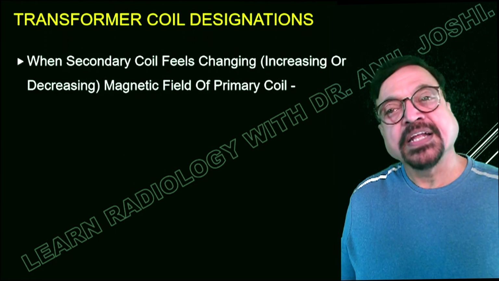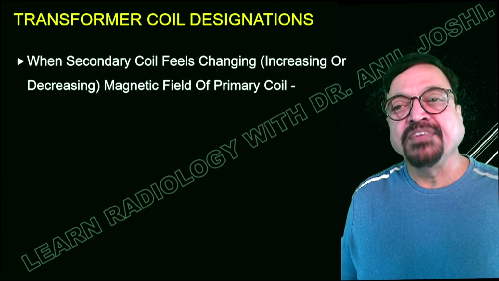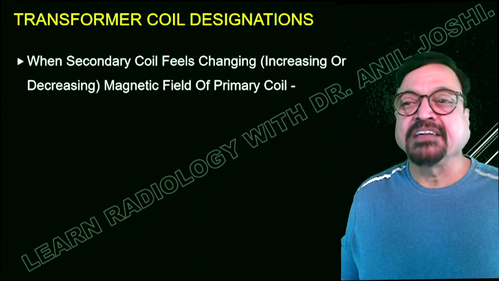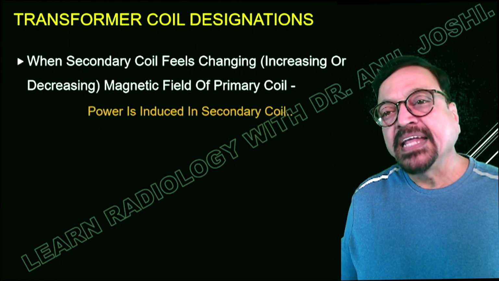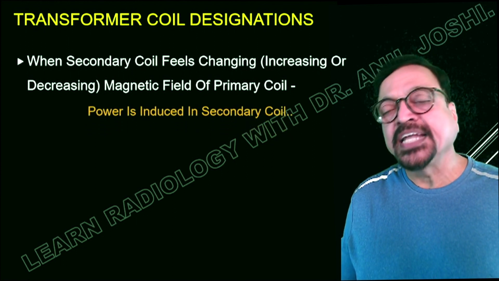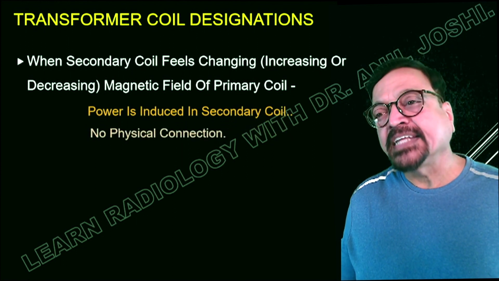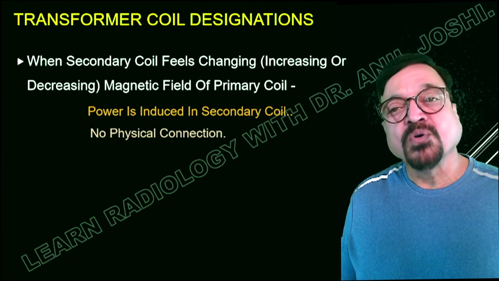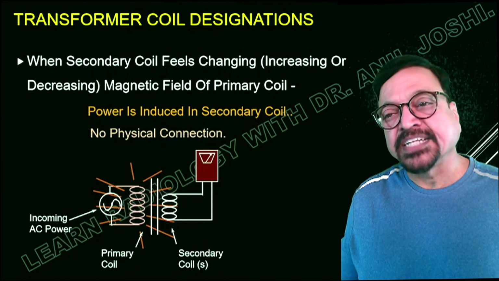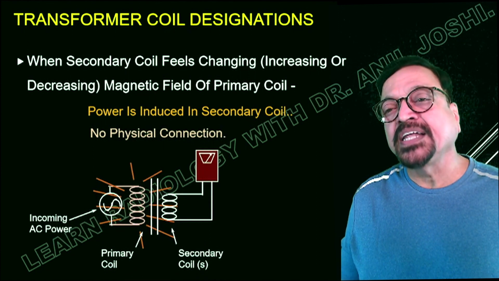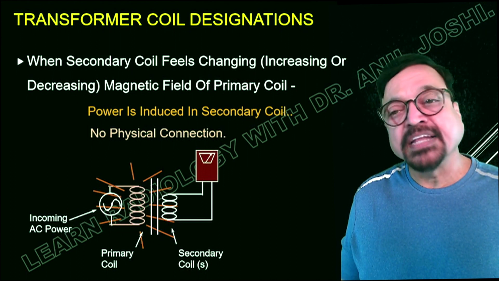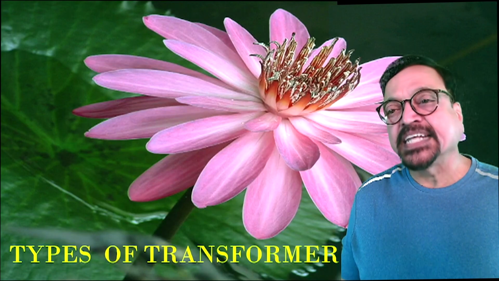Now coil design, we are continuing. When the magnetic field of the primary is changing, increasing or decreasing, a power is induced in the secondary coil, or electric supply will be produced in the secondary coil, even though there is no physical connection, as it is shown here. The coils are totally different. There is no physical connection between these two.